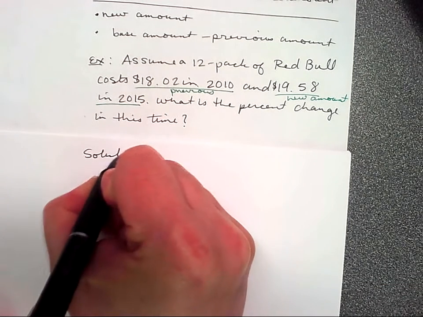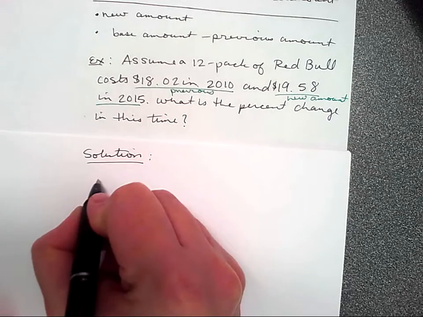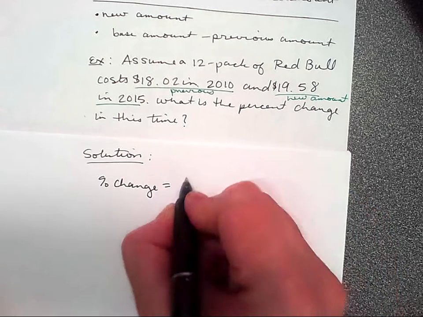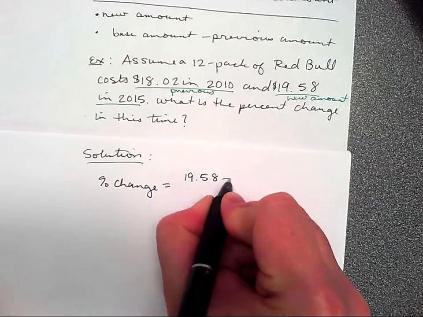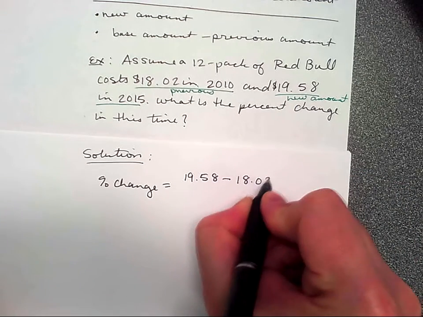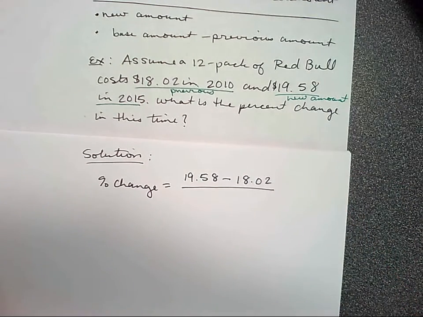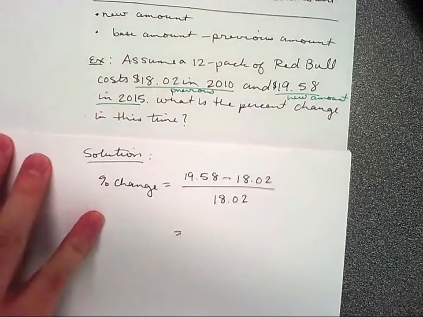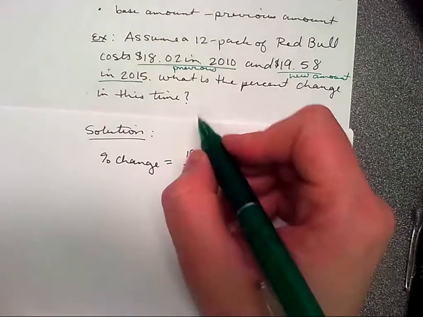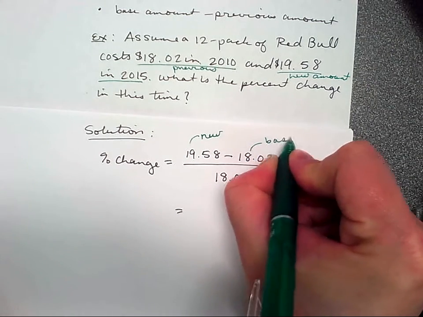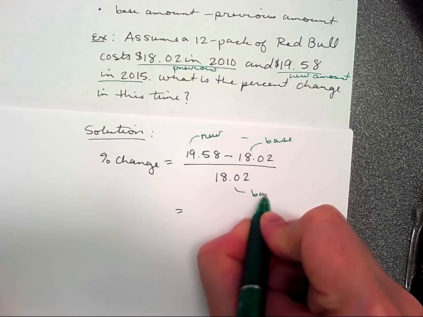So solution, percent change equals the new amount, which is 19.58, minus your base amount, or your previous amount, which is 18.02, and I'm going to divide by my base amount, which is 18.02. So this is new minus base divided by base, right?